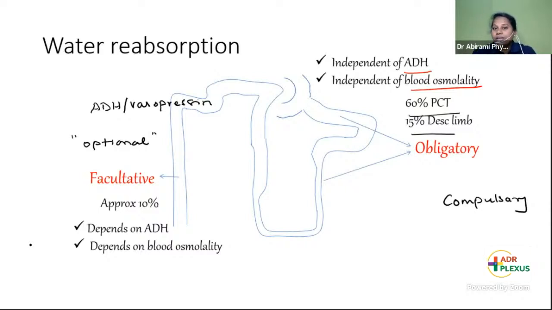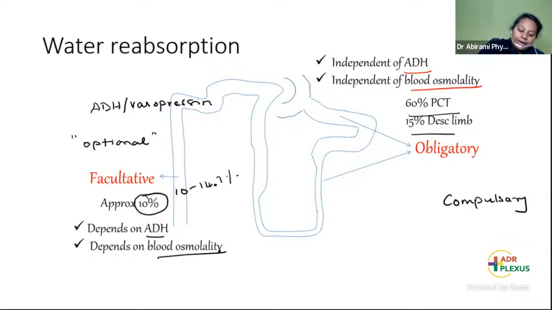It is optional. What is the option? ADH or vasopressin. In the presence of vasopressin, this will happen. In the absence of vasopressin, this will not happen. Around 10%, or let's say 10 to 14%, or 14.7 to be more precise, because 10 in the cortical collecting tubule and 4.7 in the medullary collecting tubule. Around 10 to 14.7% of water reabsorption is dependent on vasopressin or ADH. That's why it is called facultative.